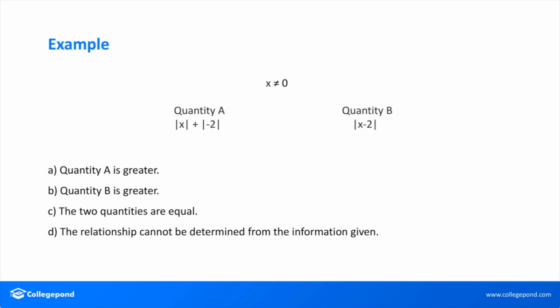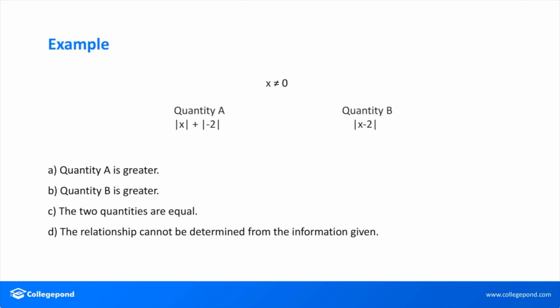See, they have given x is not equal to 0, but that is irrelevant. If you put x as 0, you will get quantity A is 0 plus 2, which is 2, and B is 0 minus 2, mod of minus 2 is 2. They are equal. So how do we solve it? Let us take x as 1.